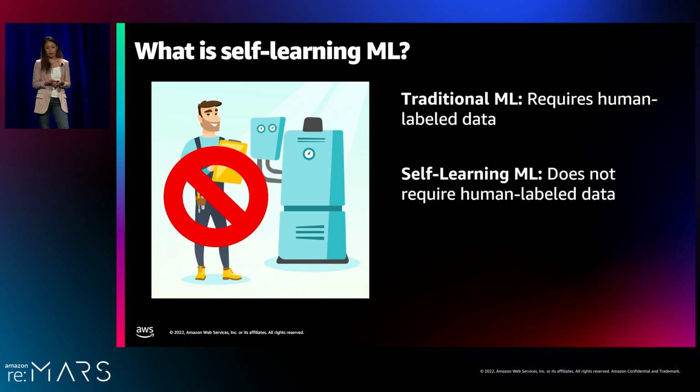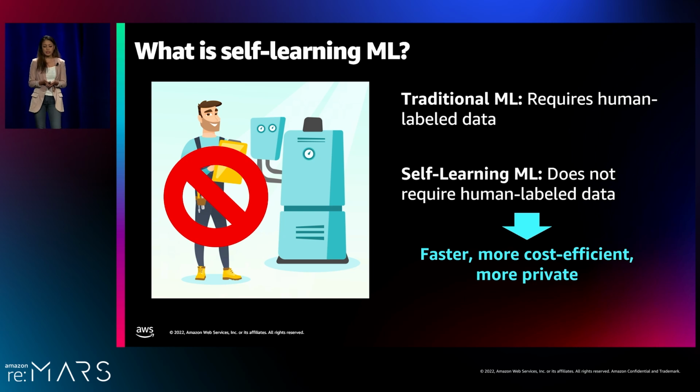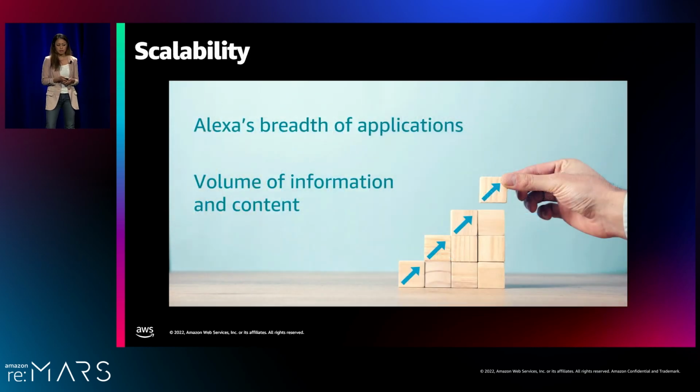Self-learning does not require human labeled data, and so it's a system that's really relying on system-generated labels. What this means is that we can move much faster in a cost-effective way and more privately. So why is this important to us? As I already mentioned, scalability is key for us as the Alexa's applications grow, the device form factors grow, but at the same time, the volume of information and content in the world is also growing.